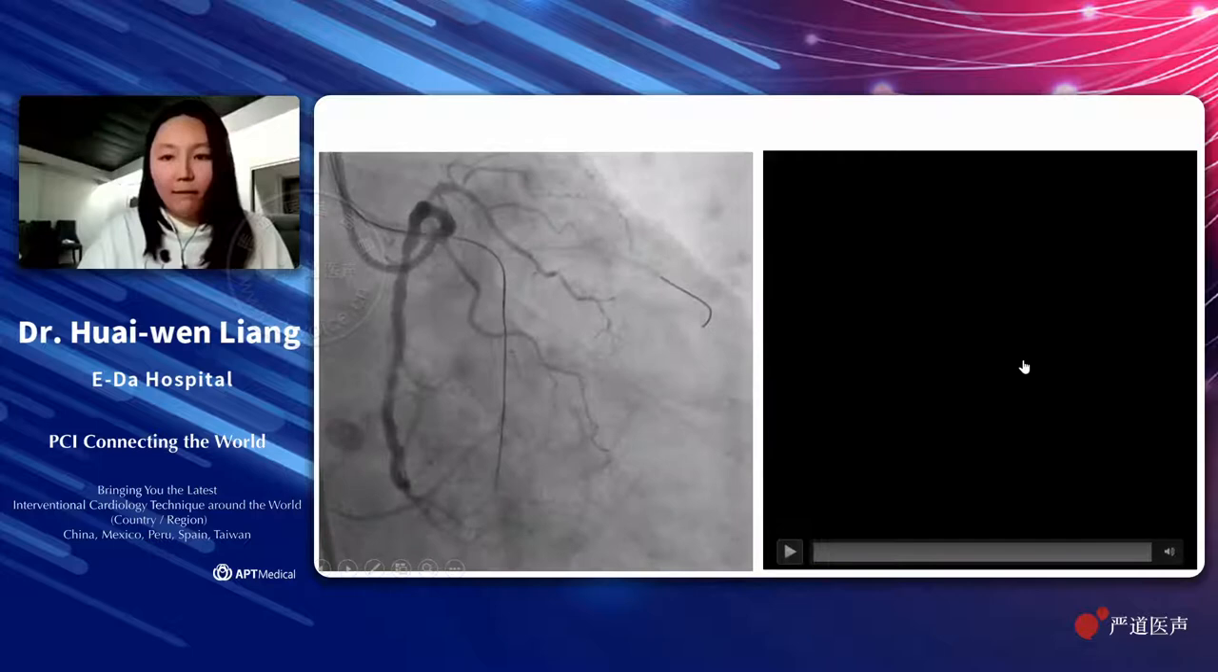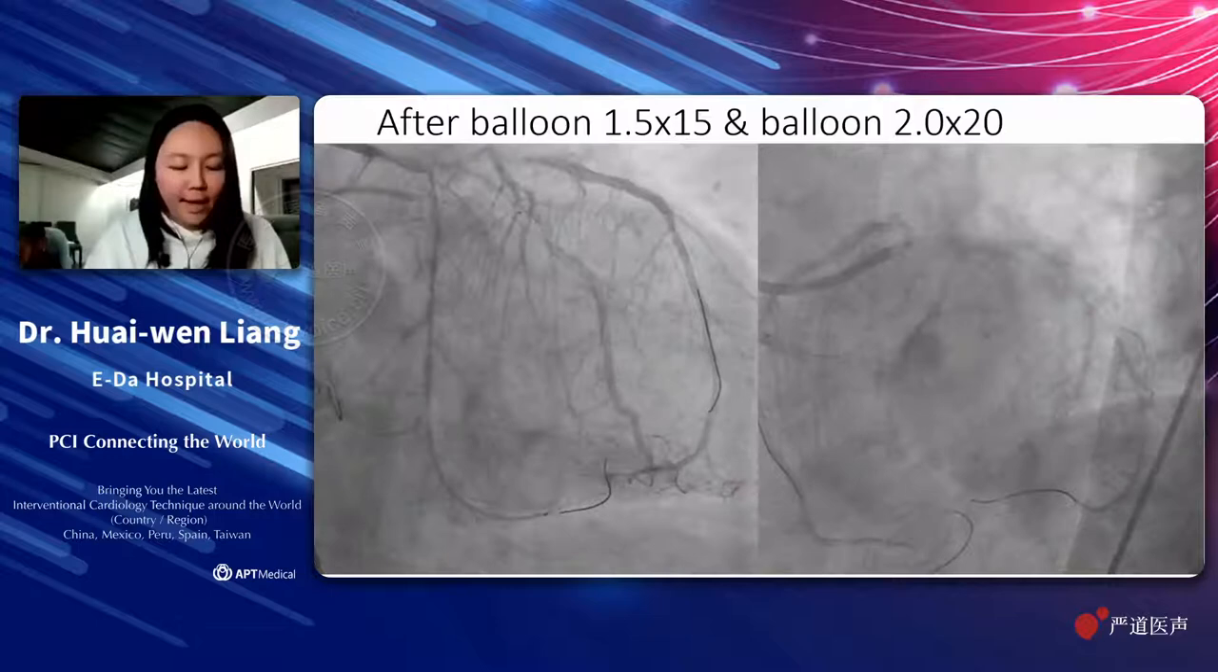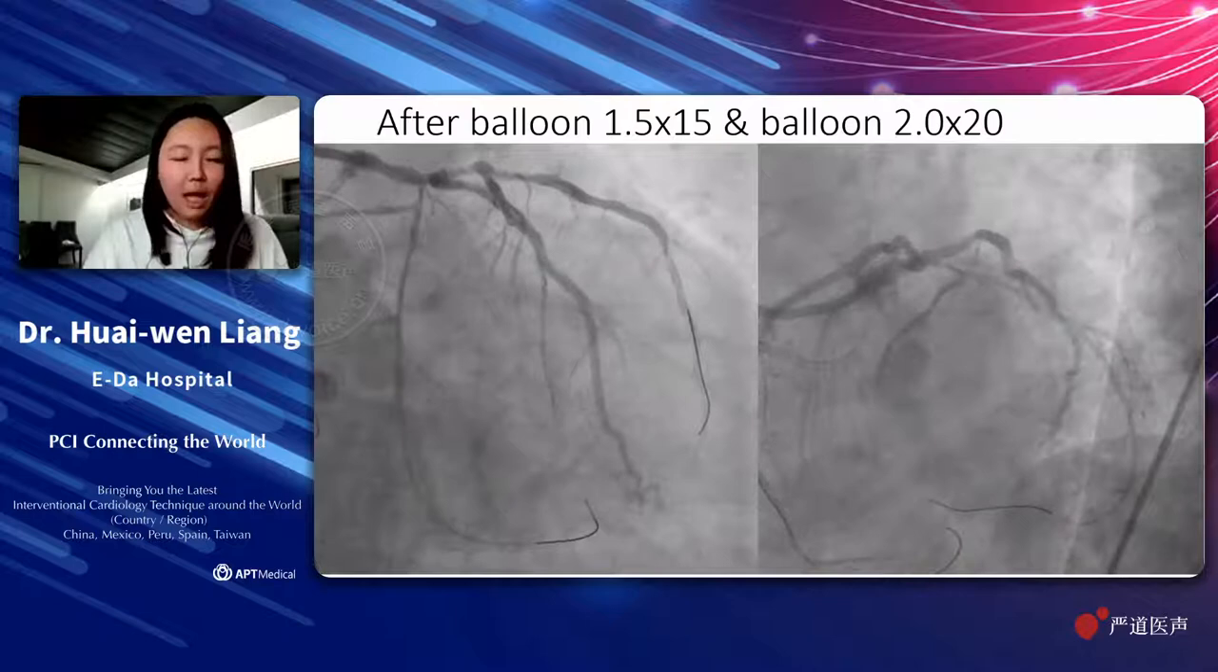And after sequential balloon dilatation, we could see the small circ vessel appear now. So the next question is, where should we put our stent? Because it seems a diffuse lesion. And should we put our stent into the left main? Because it seems an ostial lesion. How is the strategy? So now we need IVUS.